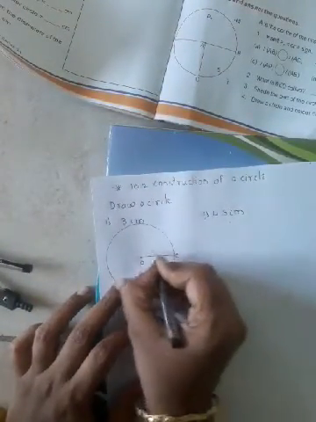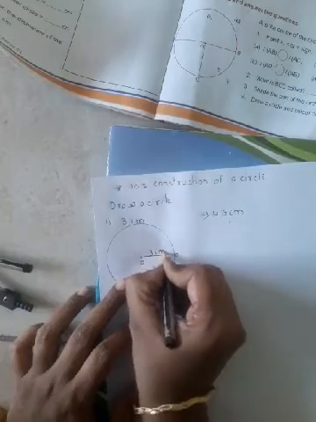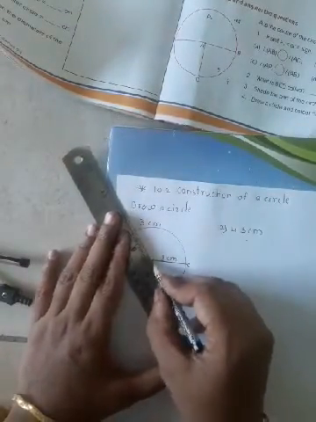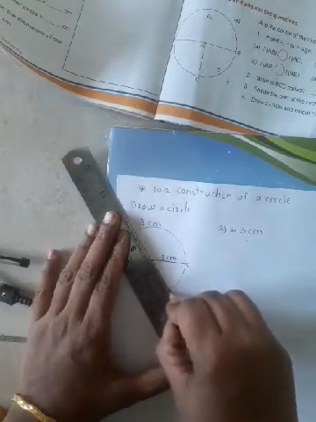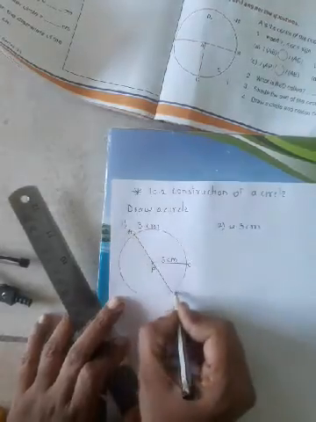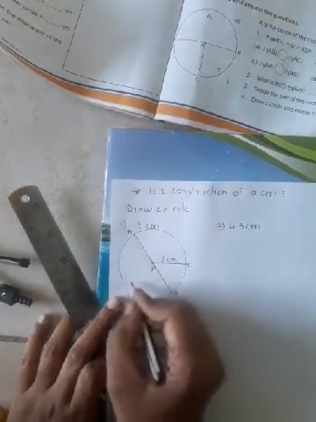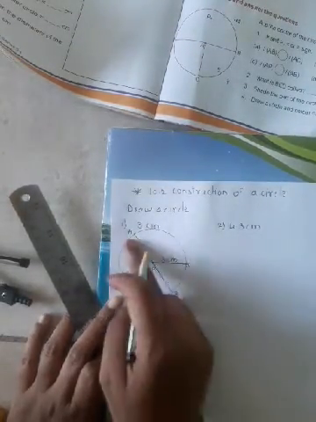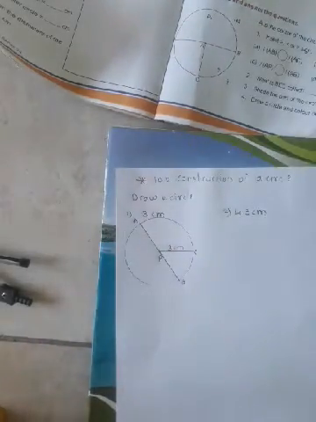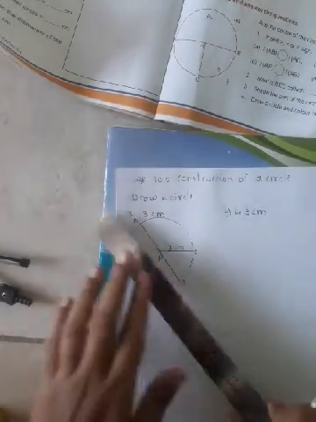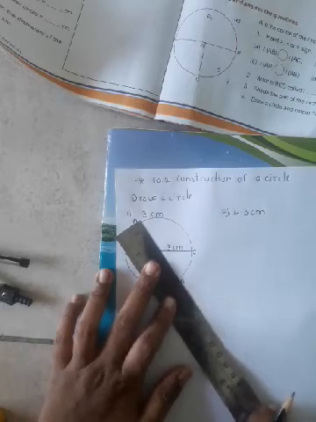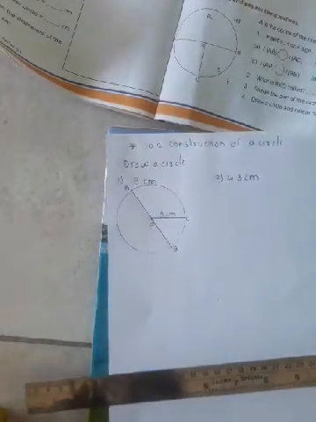PC 3 centimeter and this one, AB, is 6 centimeter. You got here, this one is 6 centimeter. See, this one is 6 centimeter. Understand? Okay. Next one.